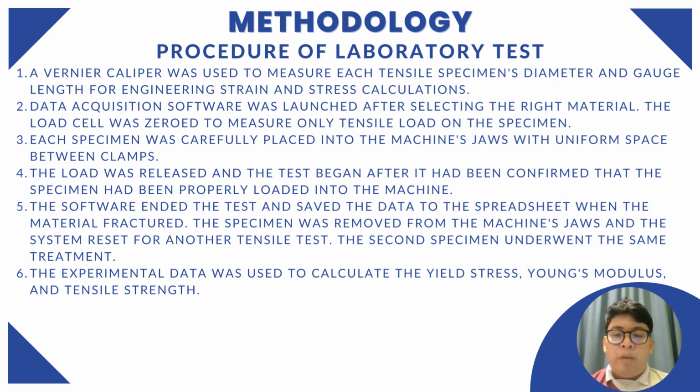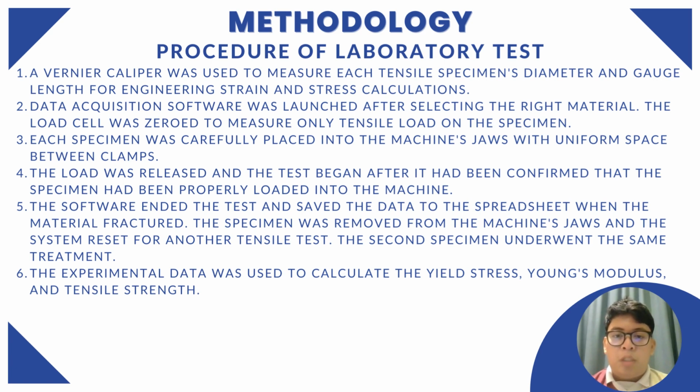The procedure: first, a vernier caliper was used to measure each specimen's diameter and gauge length for engineering strain and stress calculation. Second, the data acquisition software was launched after selecting the right material. The load cell was zeroed to measure only the tensile load on the specimen.